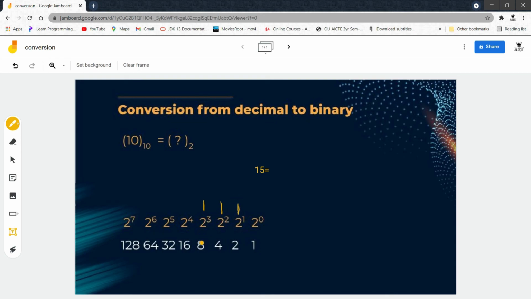So we have written 8, 4, 2. That means 8 plus 4 plus 2 is 14, and we are left with 1. So 2 power 0 is 1. We will write 1 on 1. So 8 plus 4 is 12. 12 plus 2 is 14. 14 plus 1 is 15. So 15 in binary digits can be represented as 0, 0, 0, 0, 1, 1, 1, 1. Hope the representation of decimal numbers to binary numbers is clear.